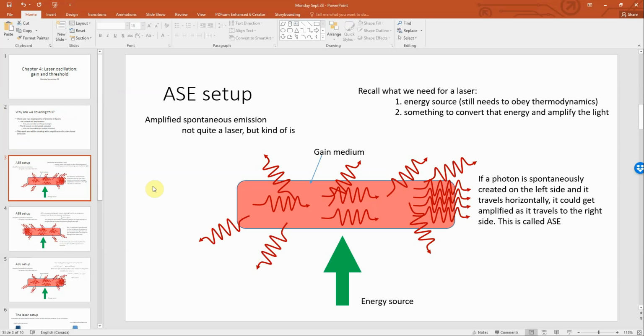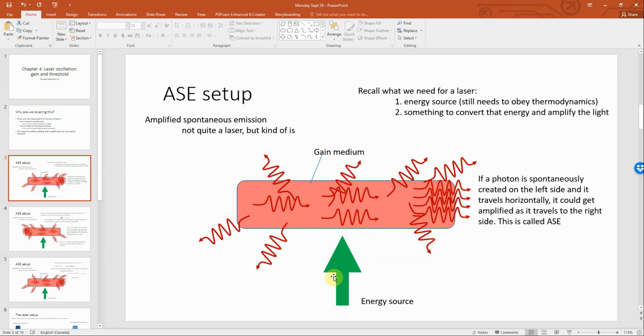So this setup would be called ASE, so amplified spontaneous emission. It's not quite a laser, but it kinda is. Remember what we need for a laser is an energy source and something to convert that energy and amplify the light. And that's basically what we have here. So we have this green big arrow that's pumping in energy to this blob of matter that we're going to call our gain medium.